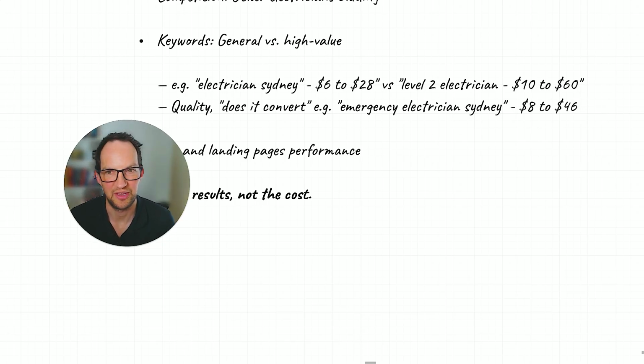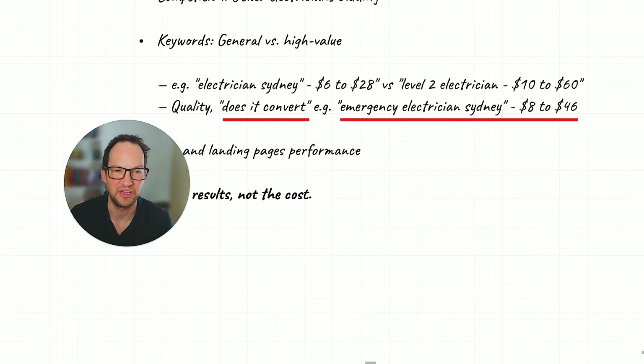The next thing that impacts the cost of running your Google Ads is, does the keyword convert? So for example, emergency electrician Sydney, you're paying $8 to $46 per click for that. But because of what the keyword is, it's actually more likely to convert. So someone who has an emergency wants someone right now. They're not looking to get this job done in 3 weeks down the line, which might be some new light fixtures, something like that can wait. But if it's an emergency, if you pick up the phone and if you sound like you know what you're doing, then chances are you're probably going to get that job.